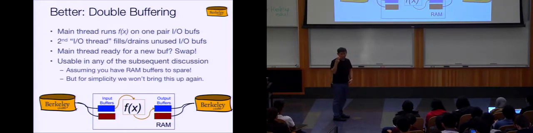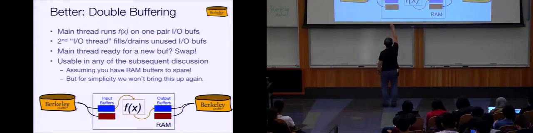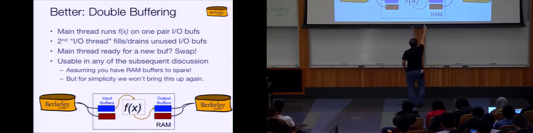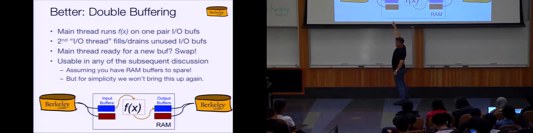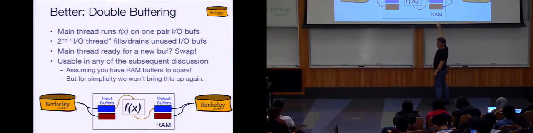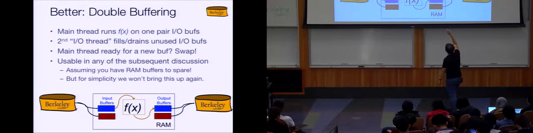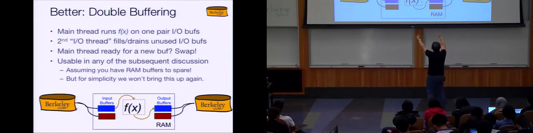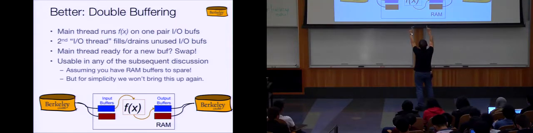So what you do is you fire up 2 or more threads to issue I/Os. One of them is doing what we described before: filling that input buffer, or draining that output buffer. But one of them is reading the next input buffer in advance. Or maybe if this one is getting behind, it's there to write an output buffer that you're not using anymore. So basically the main thread runs f of x on one pair of buffers, and the second I/O thread fills, let's say those are the blue ones. Right now f of x is being used on the blue buffers, but there's another thread that's filling up that input buffer and maybe draining that output buffer.